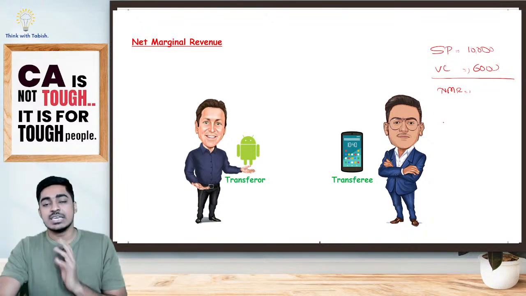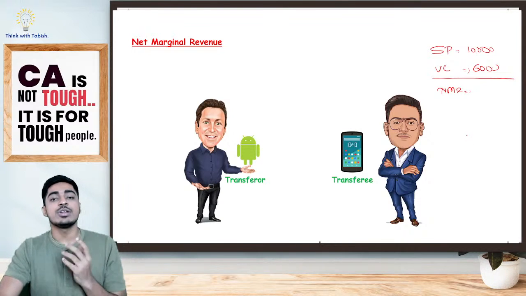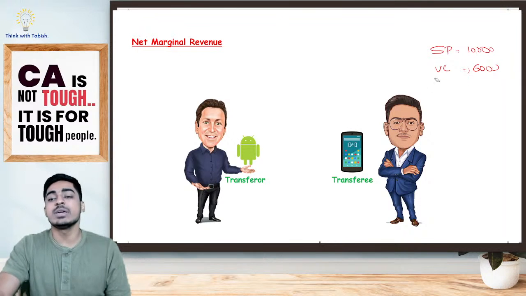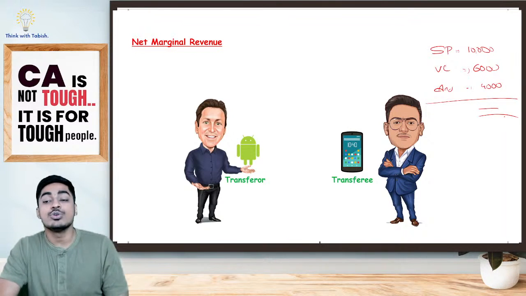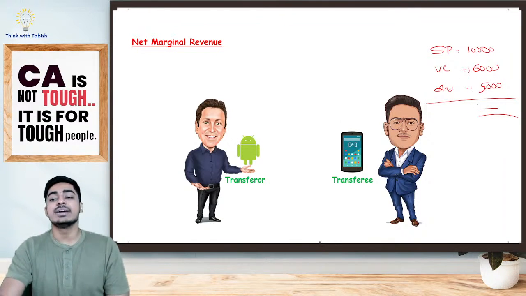Given that I don't want profit, but I don't want loss also, how much maximum can I pay? Maximum I can pay you extra for Android is 4,000. This way I will reject no profit. If I pay you more than that, if I pay you 5,000, I will be incurring a loss.